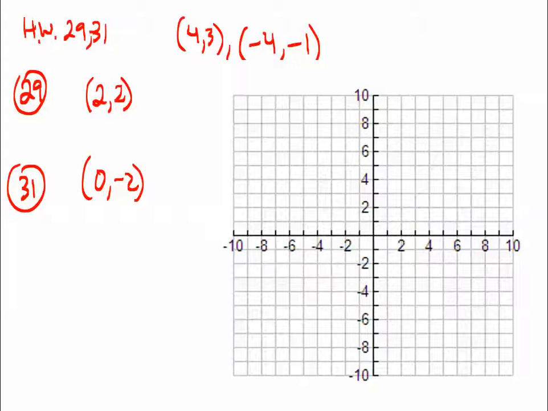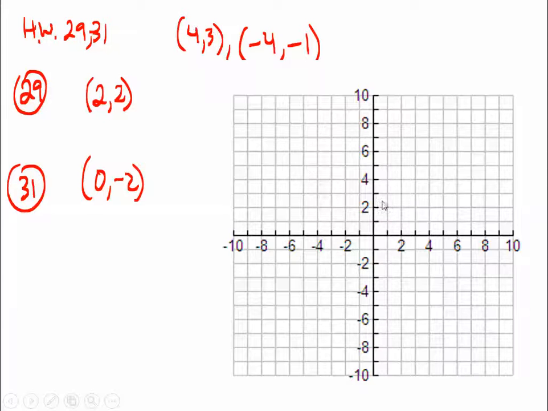Okay, since we're doing every other odd, one of these is going to be actually your homework, and the other one's sort of to look at. So let me read the directions here. It says graph the points 4, 3, and -4, -1. Draw a straight line that passes through both of them. And then for 29, it says, does the graph of 2, 2 lie on the line? For 31, it says, does the graph of 0, -2 lie on the line? So technically, we just want to see if 2, 2 is actually on the line and 0, -2 is on the line. So let's go for it.